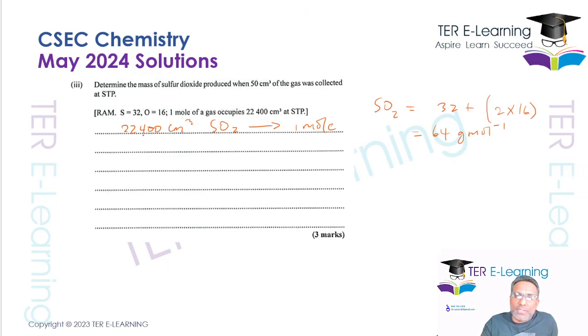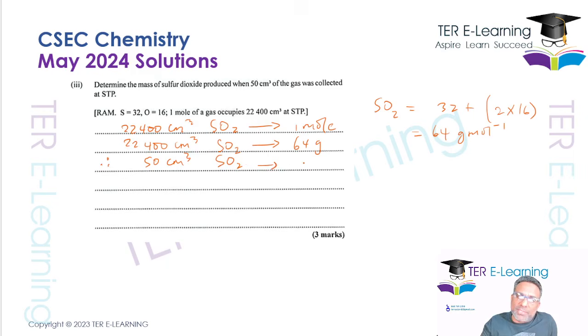So 22,400 cm cube at STP is 1 mole of a gas. Let's change this actually to grams. If it's 1 mole of SO2, we just worked out the molar mass of SO2, so that should be equivalent to 64 grams. So I'll replace the moles with grams. And therefore, we need to work out for 50 cm cube, that's how much gas is produced. So 50 cm cube SO2.